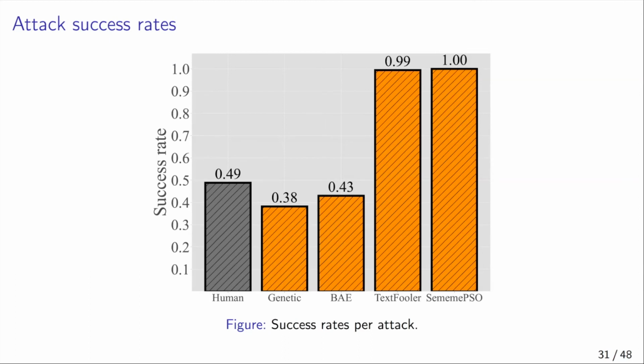And here in this histogram, we can see the attack success rate for the human attack, as well as the 4 automatic attacks. And we observe that humans in roughly 49% of the cases were able to flip the label after introducing their word level perturbations. This is higher than 2 of the attacks, the genetic and the BAE one, but lower than the Textual and CMIMI-PSO. So we can see that CMIMI-PSO is able to achieve a success rate of 1, which means that all of the 170 tested input sequences have been adversarially perturbed in a way that it flipped the prediction label of the model.